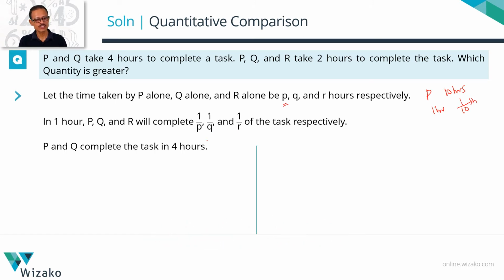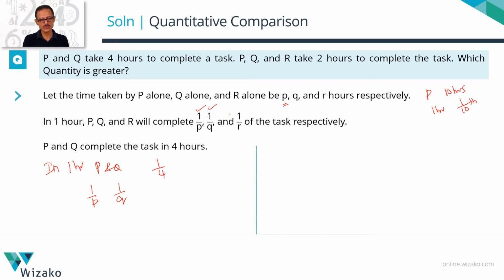Let's frame an equation for the first statement. It says P and Q complete the task in 4 hours. So they take 4 hours to complete the entire task. In 1 hour, P and Q will complete 1/4 of the task. Together they take 4 hours to finish the task, so each hour they'll complete 1/4 of the task. P in an hour completes 1/p of the task. Q in an hour completes 1/q of the task.